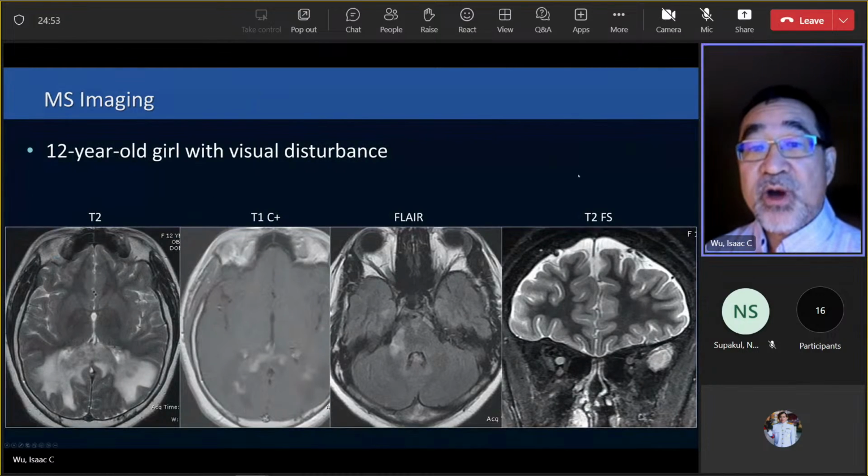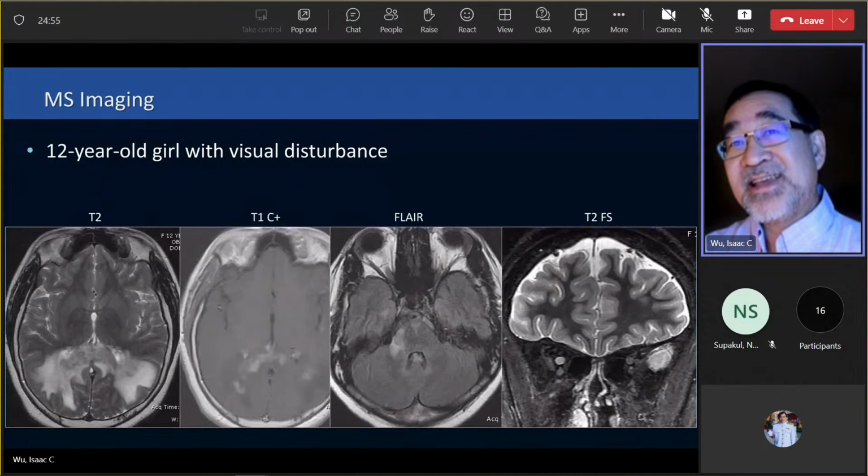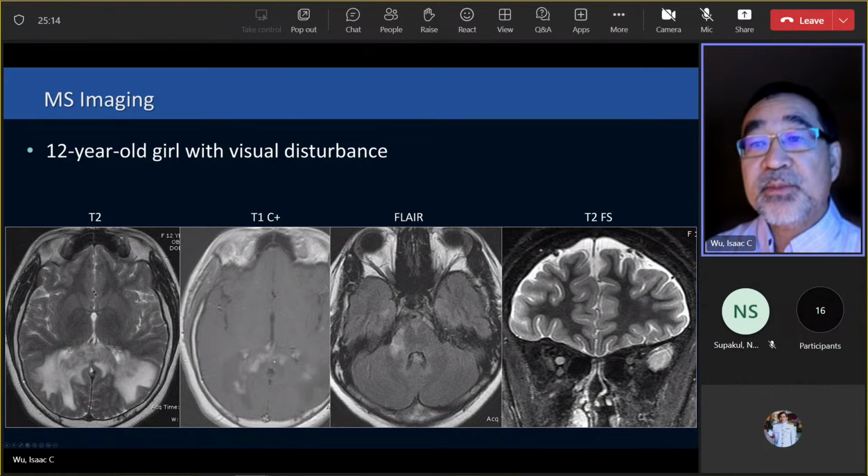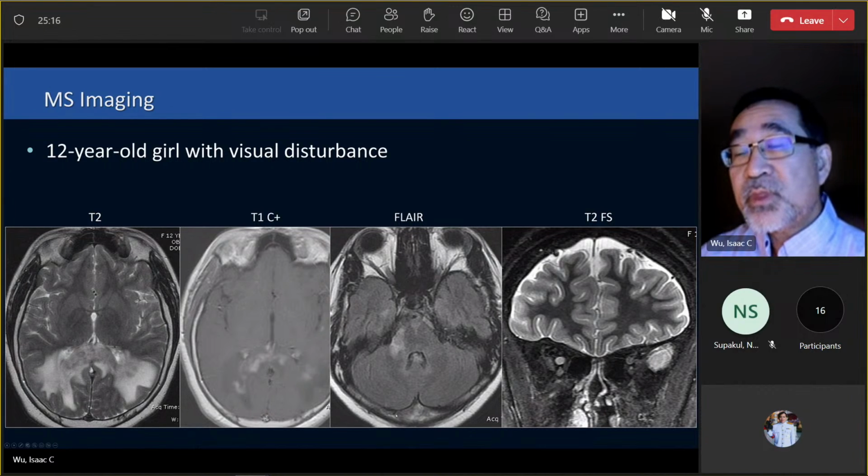Sometimes MS can present quite differently or quite bizarre. Like in this case, this is another pediatric patient. The first thing that draws your eye is this very abnormal looking expansion of the splenium of the corpus callosum with quite a bit of edema. And you can see the enhancement pattern is quite different, sort of lacy but incomplete.